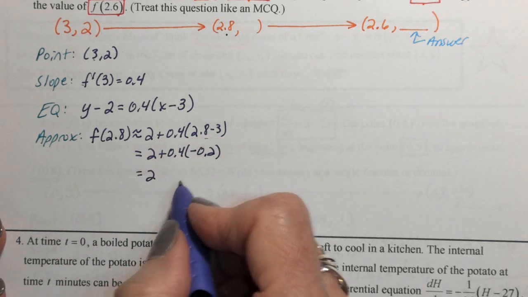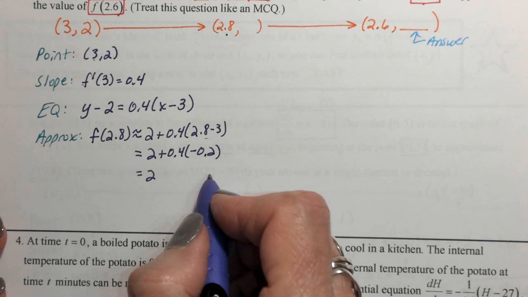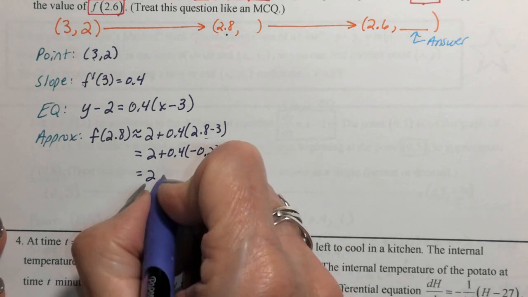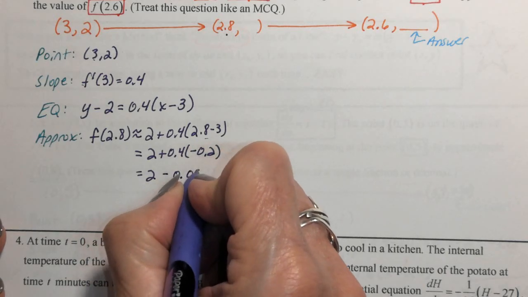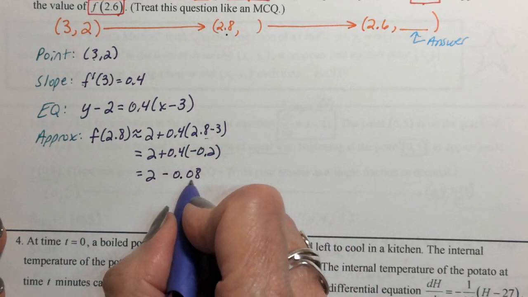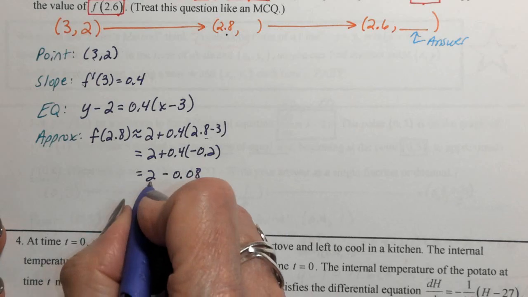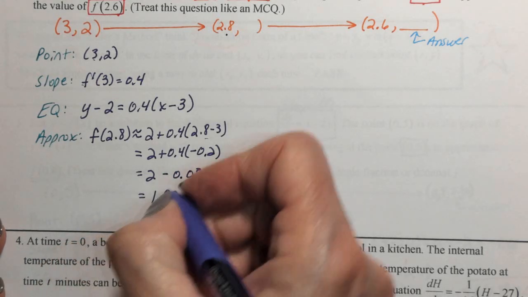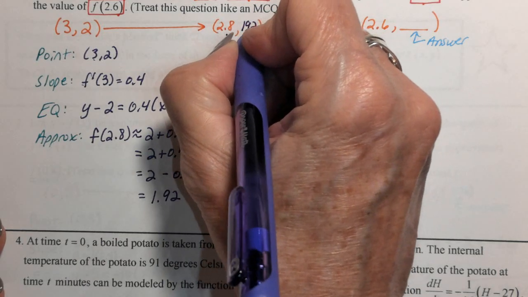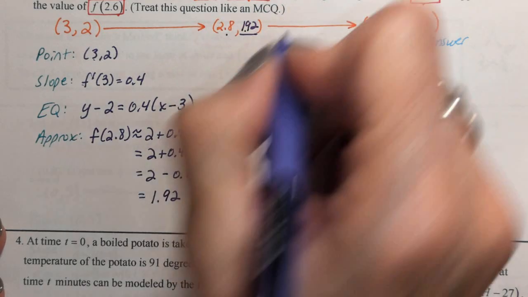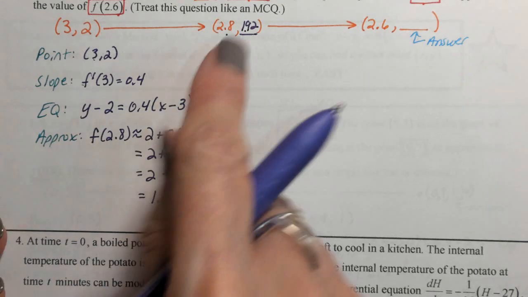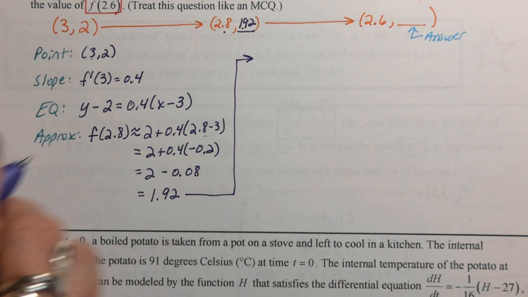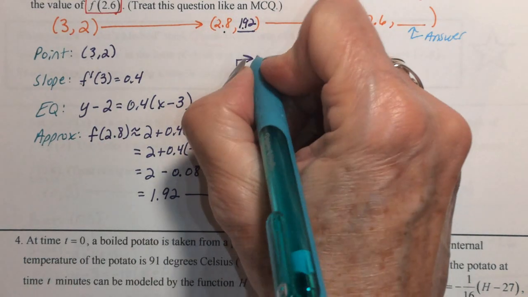So I multiply as if the decimals are not there, and I get 8. But then I have 2 decimal places. So it's going to be 0.08, 2 decimal places. And then we have 2 minus 0.08, which is 1.92. That is the y-coordinate of our middle point. And now we use that middle point and do it one more time.